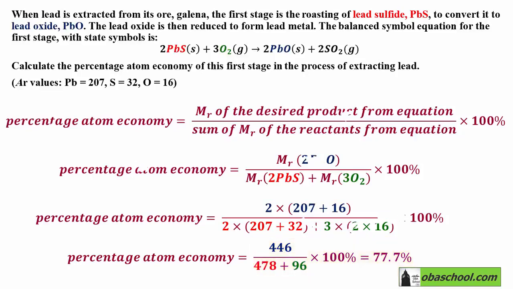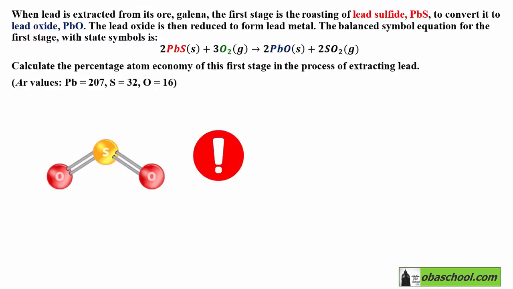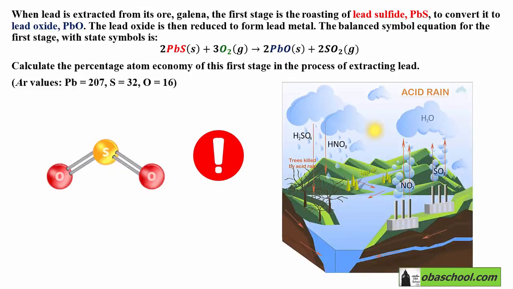So the percentage atom economy of the first stage in extracting lead is 77.7%. The other product of this reaction is sulfur dioxide gas, and this gas is a serious pollution threat. Why? Because it causes acid rain. So companies have to find a way to remove it from waste gases.